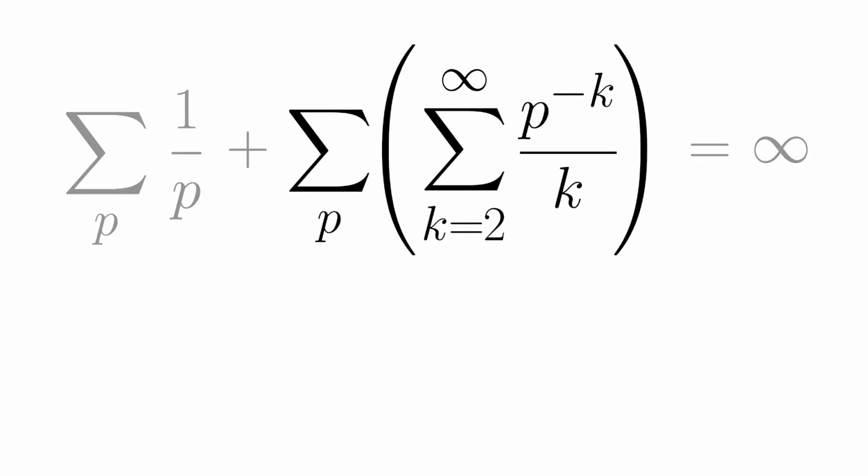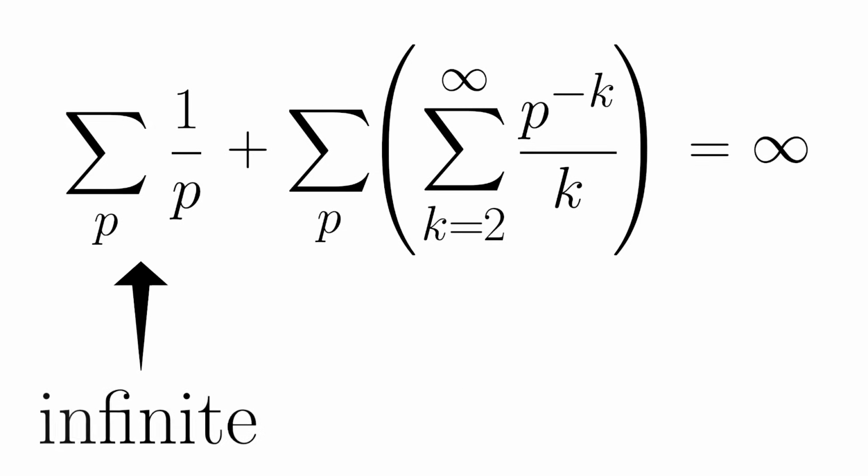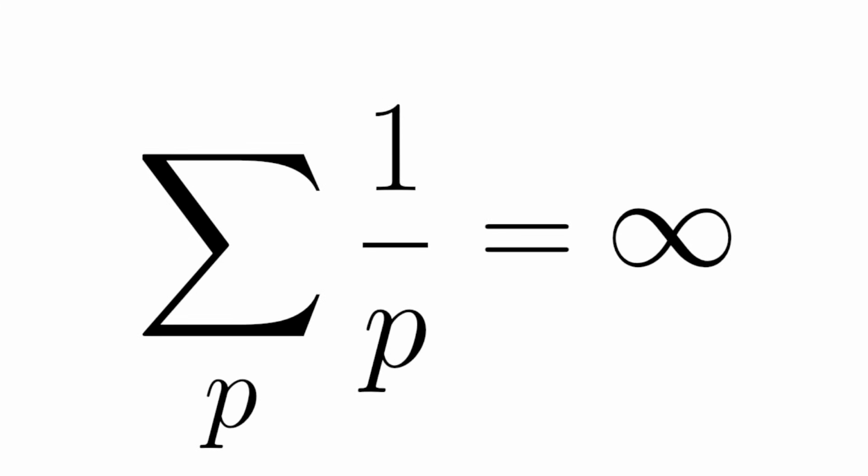Remembering that we showed that one of these two sums has to be infinite, and we've now shown the second one is finite, well, we now know the first one is infinite. So that tells us that if you sum the reciprocals of the primes, what you get is infinity. This immediately tells you that there's infinitely many primes, but this would be the most laborious possible way to show that there are infinitely many primes.